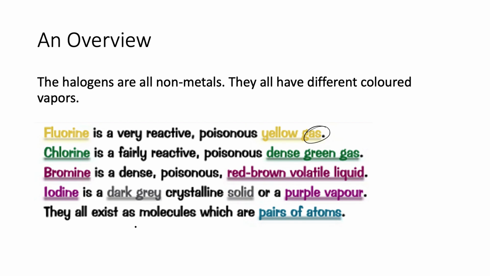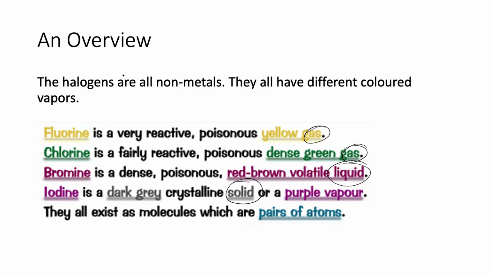Chlorine is a fairly reactive, poisonous, dense green gas. It too is a gas. Bromine is a dense, poisonous, red-brown, volatile liquid. This one's a liquid. Iodine is a dark grey, crystalline solid, or a purple vapor. So this one is a solid. So they all use up the three states of matter.